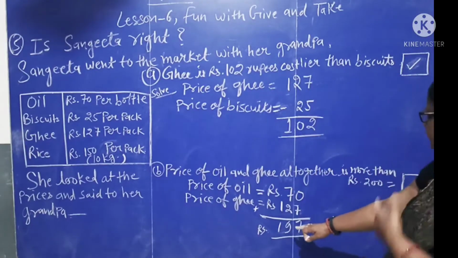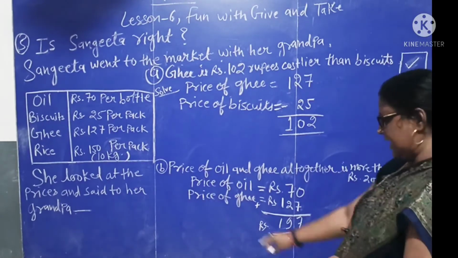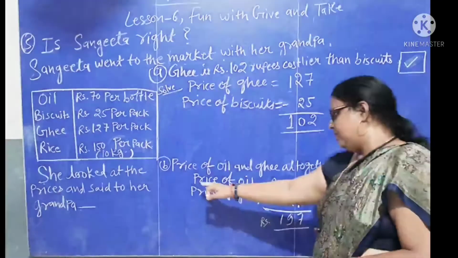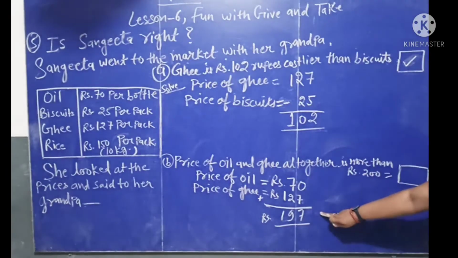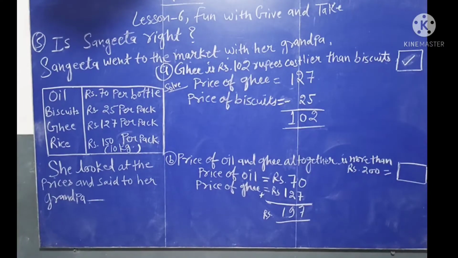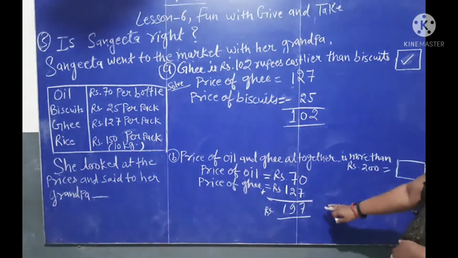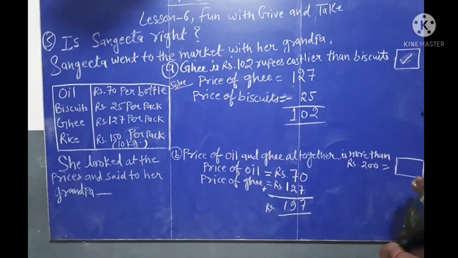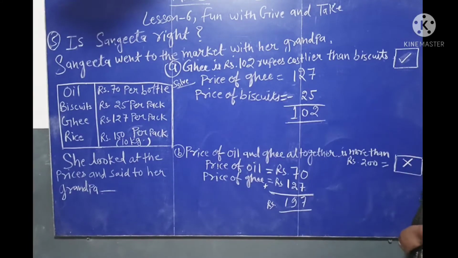Here is 197, which is less than 200. So this time Sangeeta is wrong, and her statement is wrong, because the price of oil and ghee altogether is 197, and she said to her grandpa it is more than 200. The price is less than 200 rupees, so we put a cross in this box. Let's check the next question.